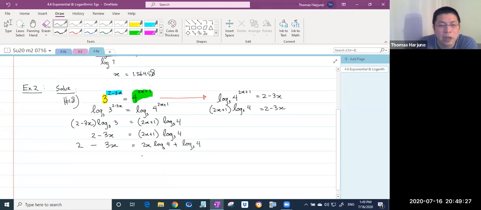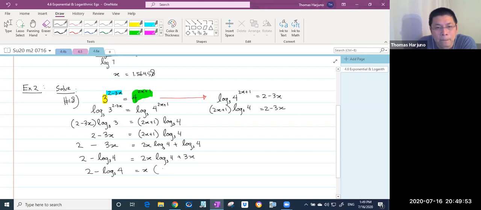My purpose is I will collect those x terms to the same side and the ones without x terms to the other side. Why do you do that, Thomas? So that I can factor the x. 2 log base 3 of 4 plus 3.